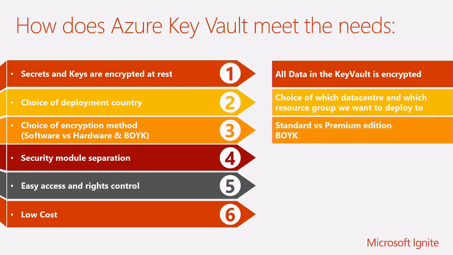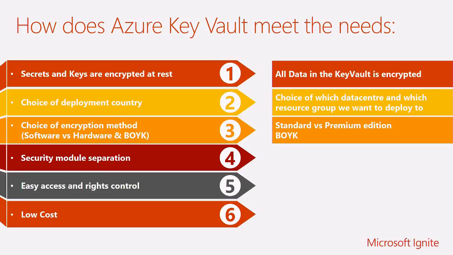Choice of the encryption method. So we have standard versus premium edition in Azure Key Vault. Standard, whenever we store a key or secret in a standard vault, it will get encrypted by a hardware security module, but then it will get stored in a software vault. In the premium edition of Key Vault, it will get encrypted by a hardware security module, and then will actually be stored on a separate hardware appliance where you store your keys.